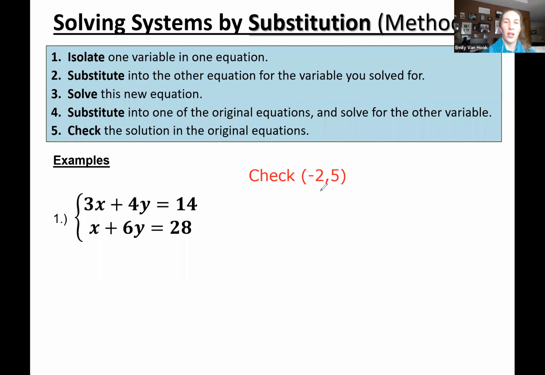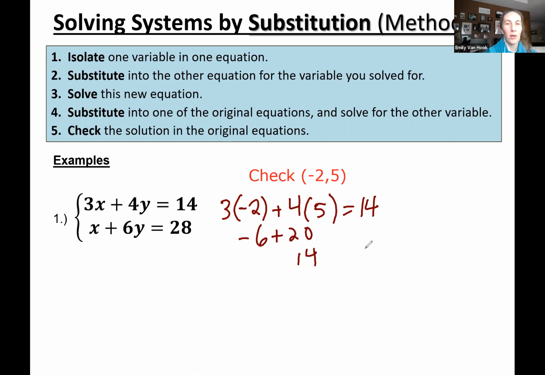All right, so we're about to check our solution. The solution we got was negative 2, 5. I'm first going to check it in the first equation, replacing x with negative 2 and replacing y with 5. And we just need to check to make sure this equation is true. And we need to check both equations. So 3 times negative 2 plus 4 times 5. So that's negative 6 plus 20, which is 14. And yes, 14 equals 14. So that works. That means we know that solution works in one equation. We do need to check both to be absolutely sure.